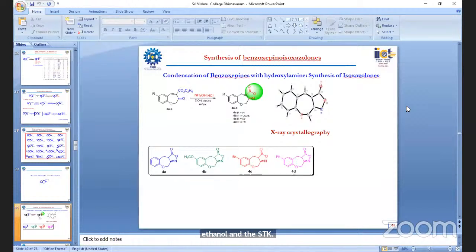Isoxazolones are very important compounds in drug discovery. They have shown anti-cancer activity as well as antibacterial and antifungal activity. With the benzoxepine having a keto and an ester, if you condense with hydroxylamine, you can make the isoxazolone compound.